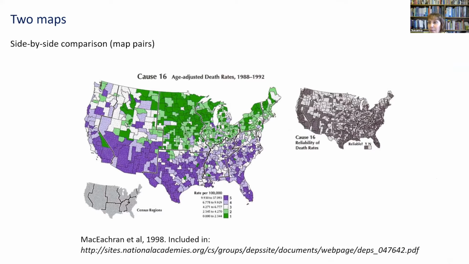The second map shows which rates are considered to be reliable. This is just using a binary scheme of yes or no. Yes is colored dark gray, no is light gray. The binary classification does make the uncertainty map quite simple to interpret.